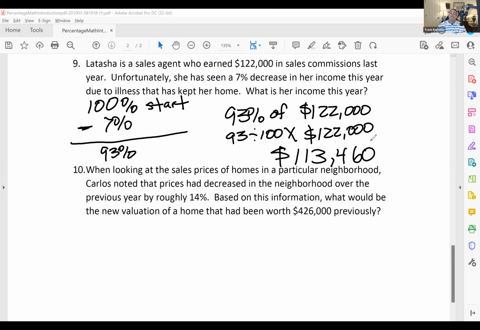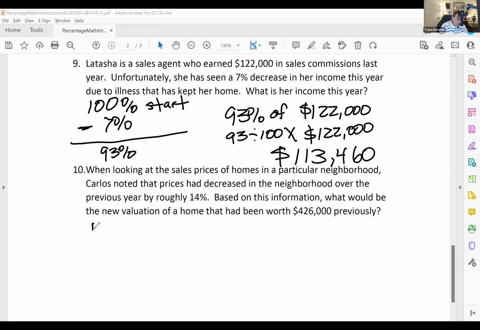Last one. When looking at the sales prices of homes in a particular neighborhood, Carlos noted that the prices had decreased in the neighborhood over the previous year by roughly 14%. That's a big drop in a year for home prices in a neighborhood. 14% drop. Based on this information, what would be the new valuation of a home that had been worth $426,000 previously? So it was worth $426,000 last year, but values dropped by 14% over the course of the year.